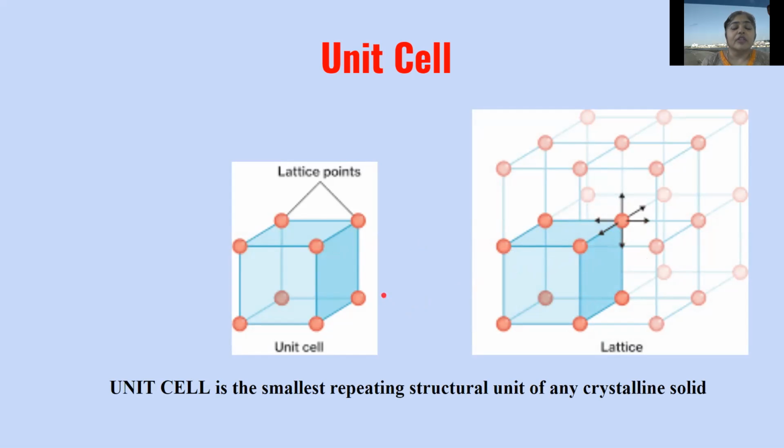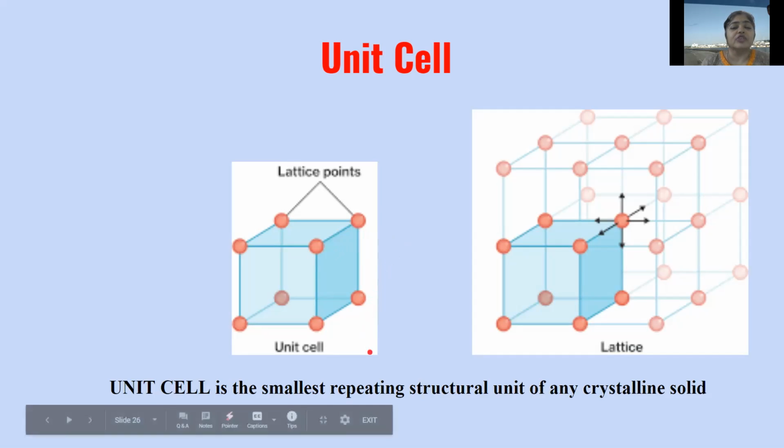Now remember, these lines that you can see connecting the lattice points are imaginary lines. In reality, the constituent particles in solids are compactly arranged. They are very close to each other and there exists no such line. But if we were to imagine such lines, then it would be similar to a pattern of rangoli which goes on replicating in various directions. So this unique pattern or the smallest repeating structural unit of any crystalline solid is what we term as the unit cell.